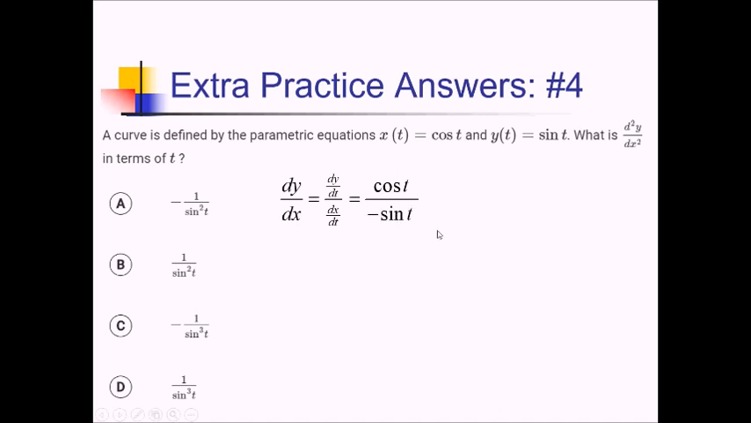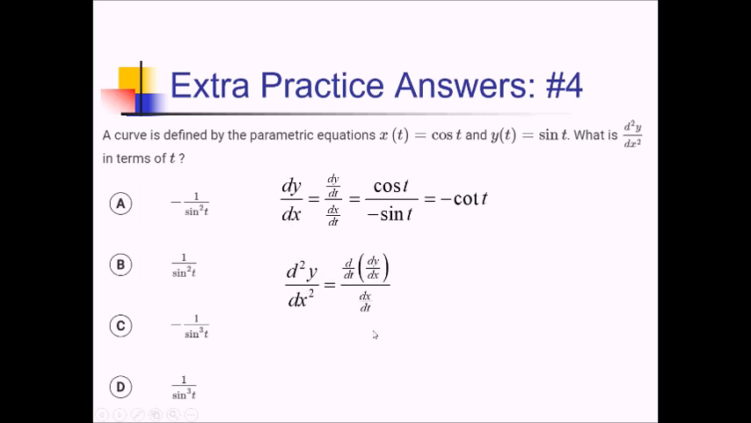And just to make my life a little bit easier, because I know I'm going to have to immediately take the derivative of dy over dx, I'm going to simplify this to negative cotan of t. So for my next step, to find the second derivative with respect to time, I'm going to have to take the derivative of dy over dx with respect to time and divide that by dx over dt.